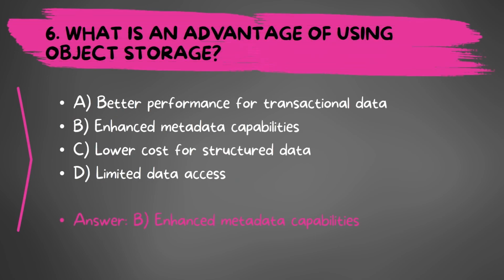Now let's come to our next question. What is an advantage of using object storage? As we have already seen in one of our slides, the options are: option A, better performance for transactional data; option B, enhanced metadata capabilities; option C, lower cost for unstructured data; and option D, limited data access. So the correct answer to this particular question is option B, that is enhanced metadata capabilities.